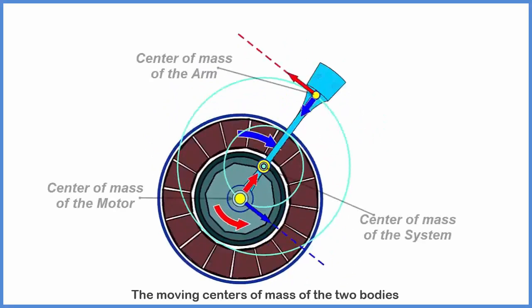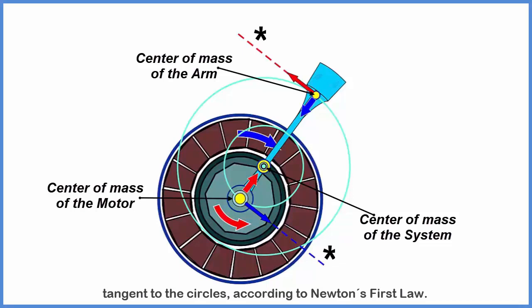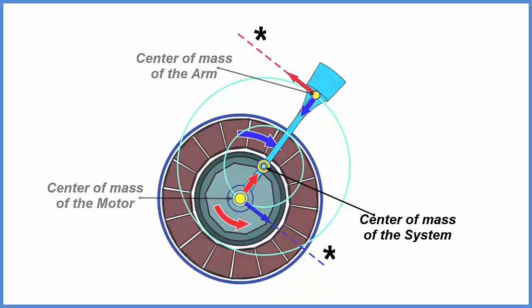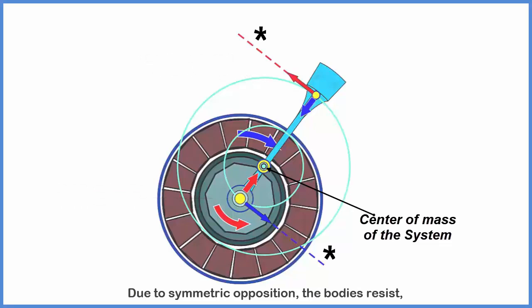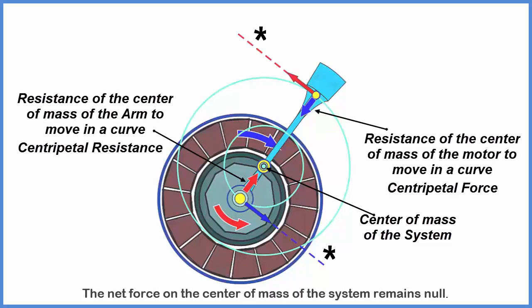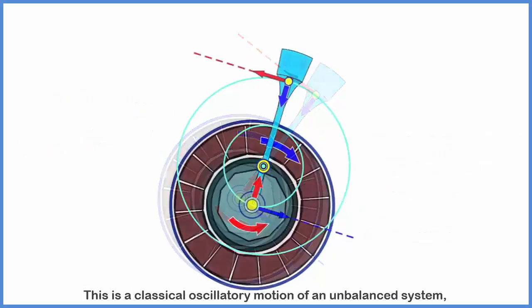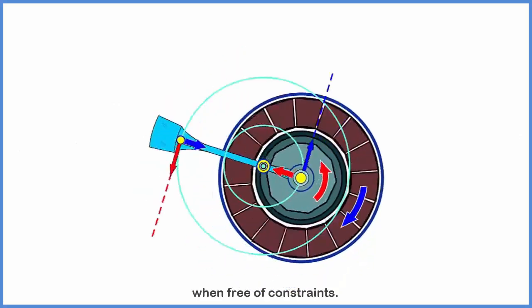The moving centers of mass of the two bodies tend to follow a straight line, tangent to the circles, according to Newton's first law. Due to symmetric opposition, the bodies resist, manifesting inertial resistance to the bending of their paths, as centripetal forces. The net force on the center of mass of the system remains null. This is a classical oscillatory motion of an unbalanced system when free of constraints.